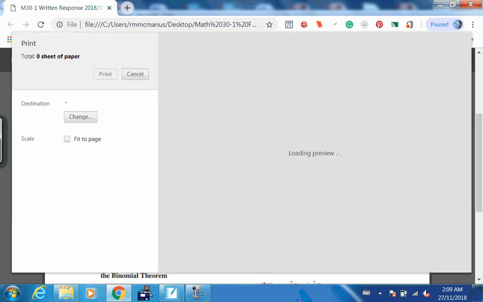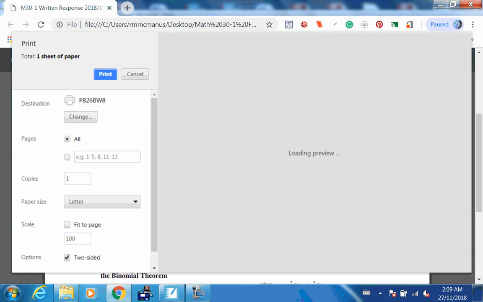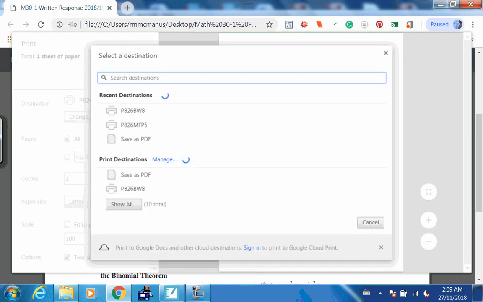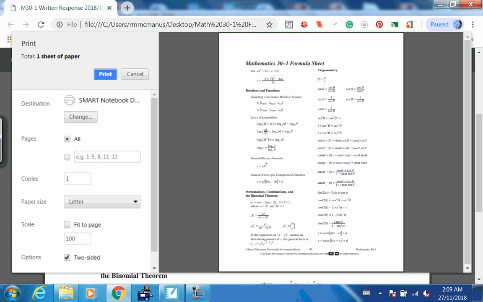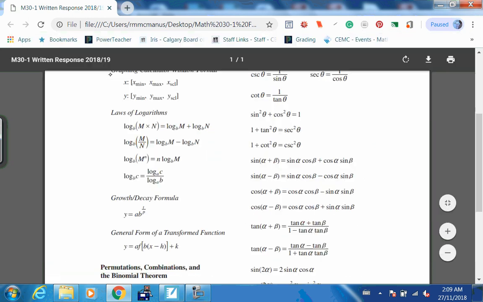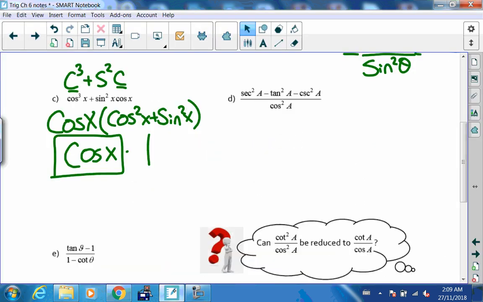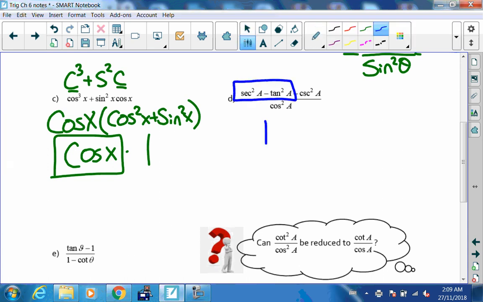I wish I could write on this thing. You know what? I can. I should really pause this instead of just you having to watch me do this, but that's okay. Almost there. Show all, smart notebook writer, print. Okay, now I'm going to go back to here.